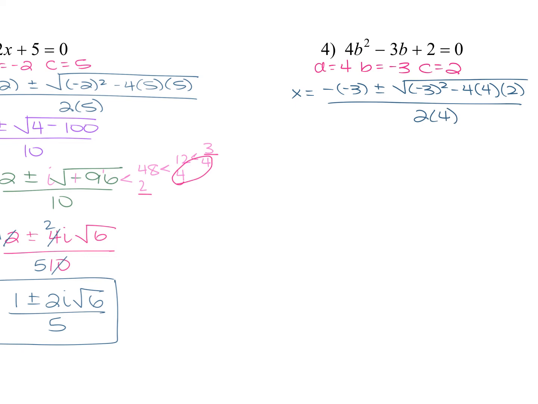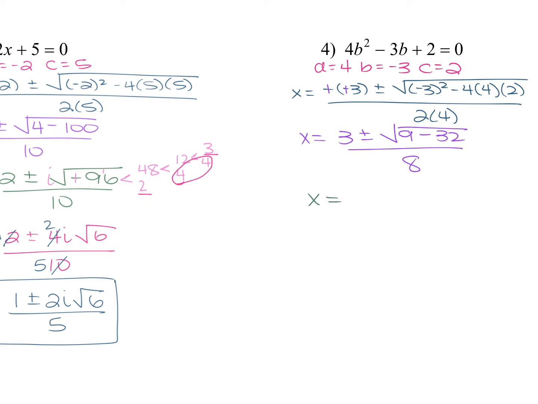So that means that you're going to have 3 plus or minus the square root of 9 minus the 4 times 2 is 8. 8 times 4 is 32. All over 8. From here, the 9 minus 32 is what you'll do.